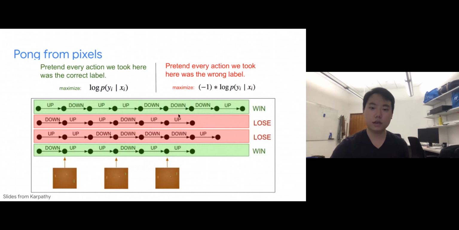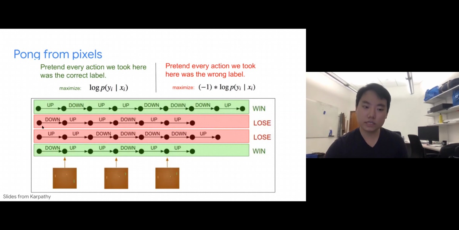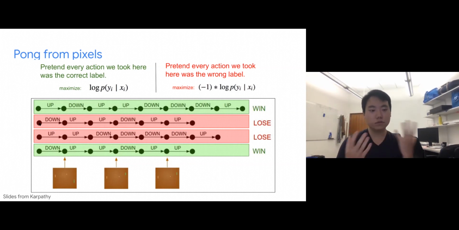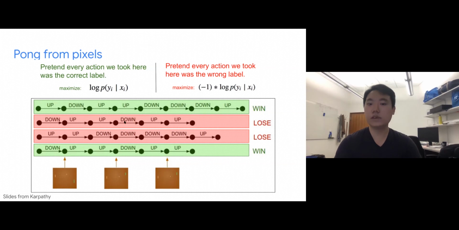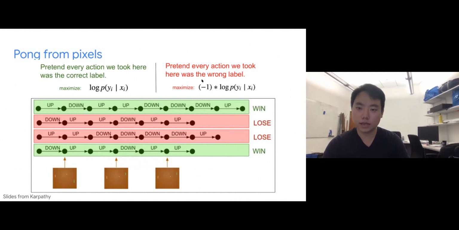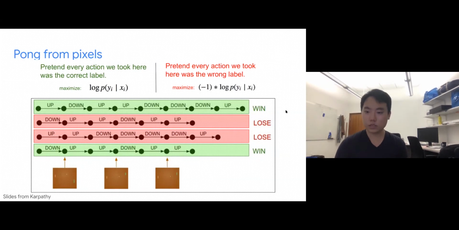I was able to see positive rewards. On the other hand, for this sequence of actions, which I eventually lost, I'm going to think that these actions are bad because from these states I take these actions and they eventually led me to a -1 reward. So I'm going to try to decrease the probability of taking these actions in the future. In other words, I will maximize -1 times the log probability of taking those actions from those states. So this is quite intuitive, right?